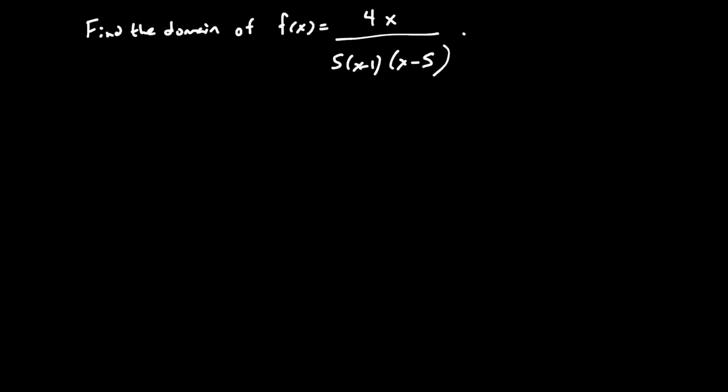In this problem, we want to find the domain of f of x, which is given by the rational function 4x divided by 5 times x minus 1 times x minus 5. Again, the domain of a rational function is all real numbers x such that the denominator is non-zero. So if we find all the points where a function is undefined, then everything else will be the domain. Set the denominator equal to 0. Then solve for each x.